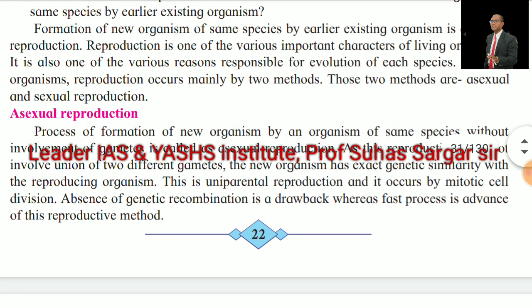First, asexual reproduction. The process of formation of a new organism by an organism of the same species without involvement of gametes is called asexual reproduction. As this reproduction does not involve union of two different gametes, the new organism has exact genetic similarity with the reproducing organism. This is a uniparental reproduction, and it occurs by mitotic cell division. Absence of genetic recombination is a drawback, whereas being a fast process is an advantage of this reproductive method.